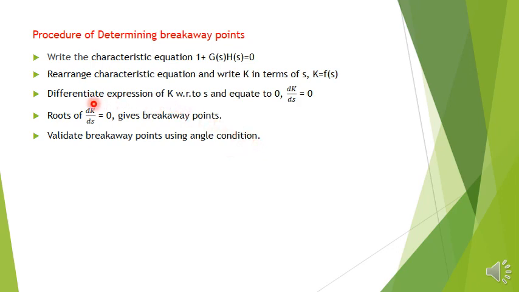So whatever roots we get for dk by ds equal to 0 are possible breakaway points, and we validate the breakaway points using the angle condition to find which are the valid breakaway points. So like this we have to find breakaway points.